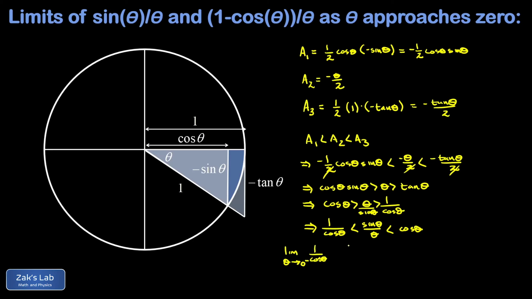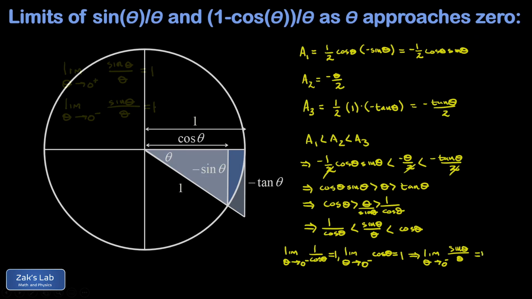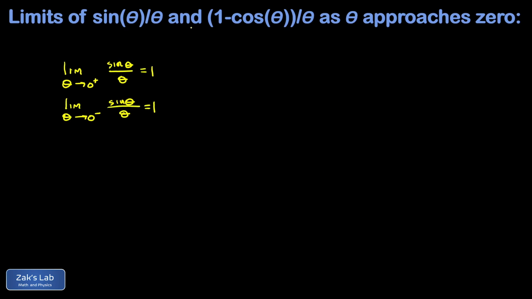And as theta approaches 0 from the left, the cosine function approaches 1. So this first limit is going to give us a 1. And again, the limit of the cosine function itself as theta approaches 0 is just 1. So by the squeeze theorem, the limit as theta approaches 0 from the left of sine theta over theta is also equal to 1. So now we've got our left and right limits agreeing with each other, which implies that the ordinary limit exists and is equal to that same value.